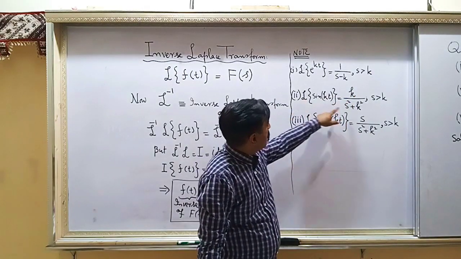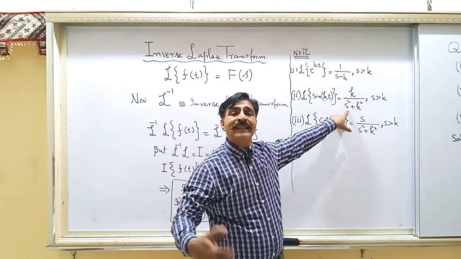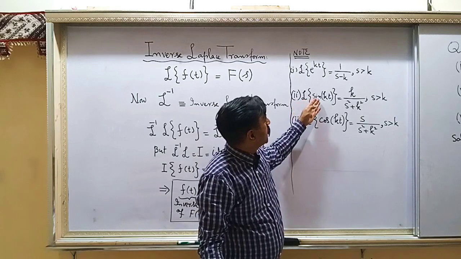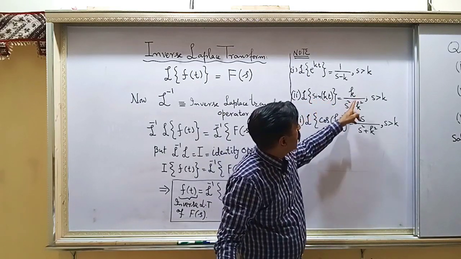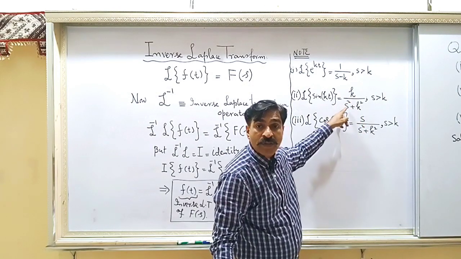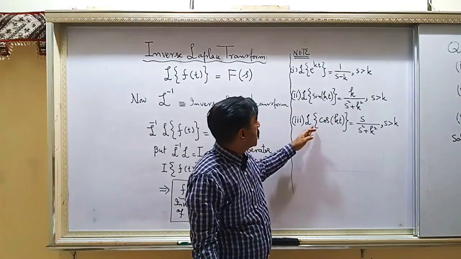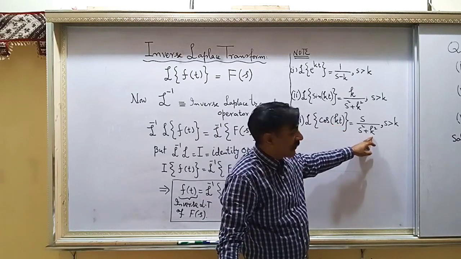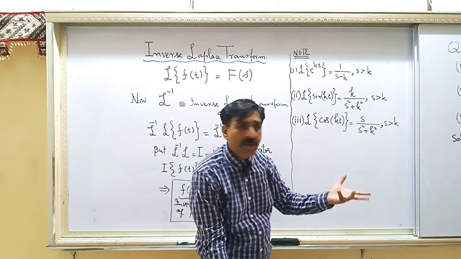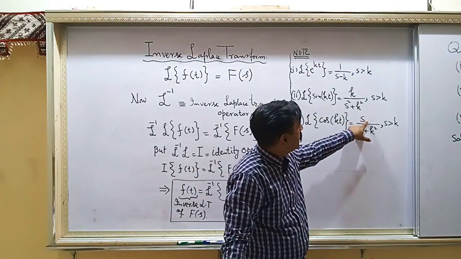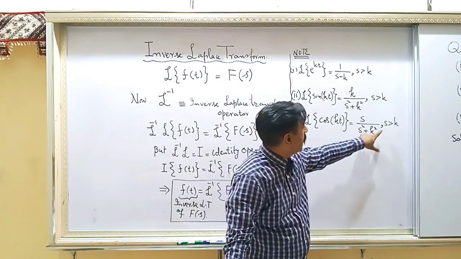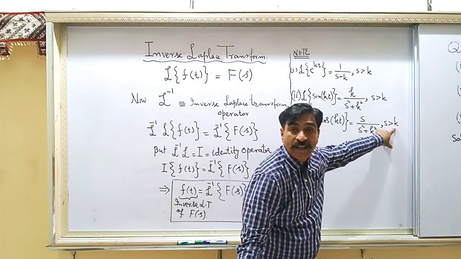Now, the variable here is not always s. It can be changed. For example, the Laplace transform of sine kt could be written as k over u square plus k square. k is the constant and u is the variable. And the Laplace transform of cos kt is this. And in place of the variable s, you can be given any other variable. For example, alpha over alpha square plus k square, right? And then you will write alpha is larger than k.